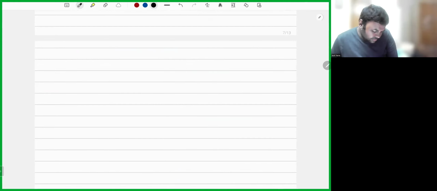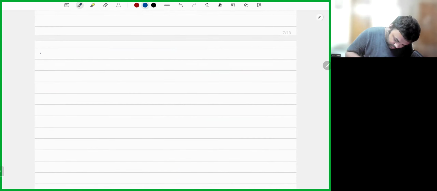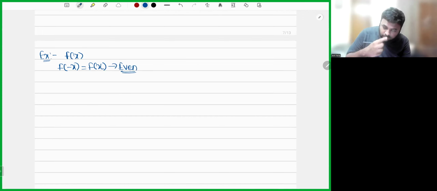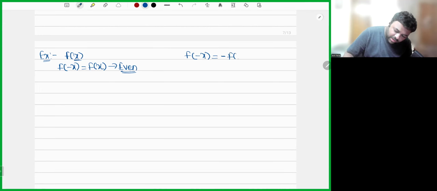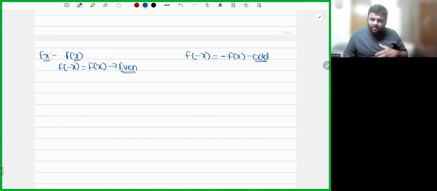Now, example. f of x is a function, right, my dear friends? Now, instead of x, if I substitute minus x and the final resultant is f of x, then I call it an even function. Now, instead of x, if I substitute minus x and I get minus f of x, then it is supposed to be an odd function. Sir, if I will not get minus, I will not get plus, then is it even or odd? Then you can't tell what type of function it is.